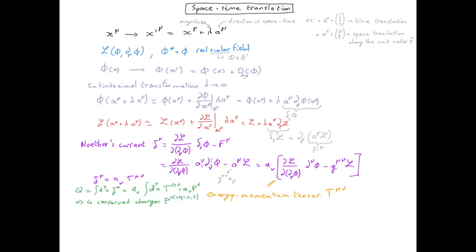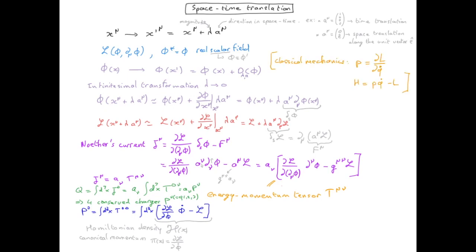If we have a translation in time, we have nu equals 0, giving... By definition, the term between the brackets is called the Hamiltonian density, while the derivative of L with respect to phi dot is the canonical momentum of phi. These expressions are the analog of the definition of the Hamiltonian and of the canonical momentum in classical mechanics. So this conserved quantity associated with symmetry under time translation is nothing else but the energy of the system.